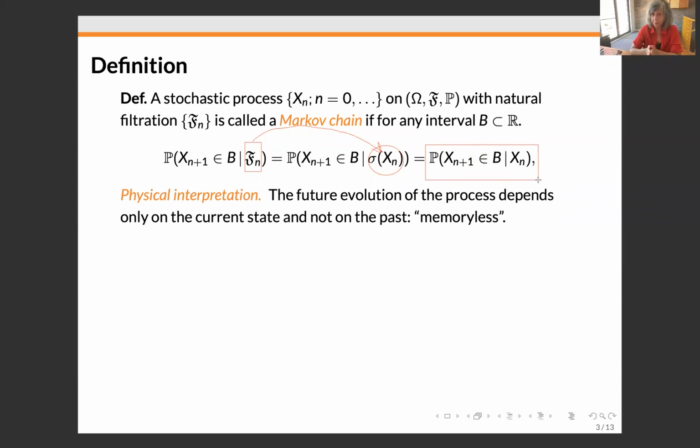with and more familiar. So the physical interpretation is that the future evolution of the process depends only on the current state, on the present, and not on the past. And this is why we're also going to see in the literature this type of property referred to as either the Markov property or the memoryless property. The process forgets the past.